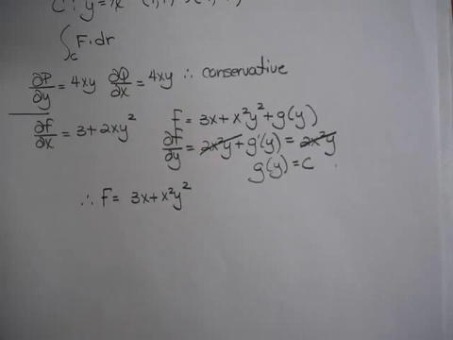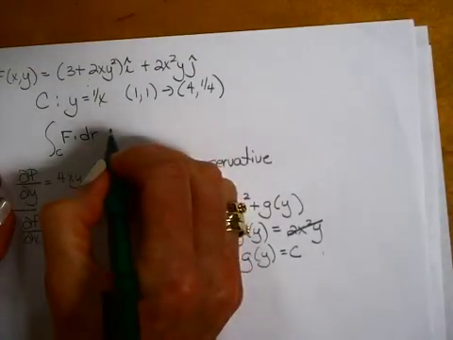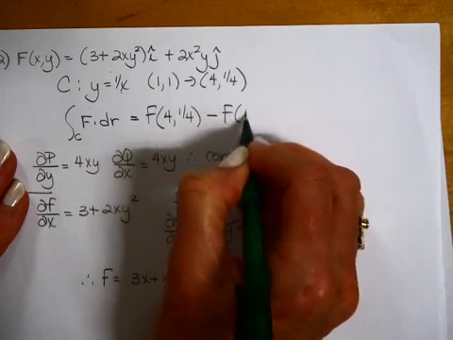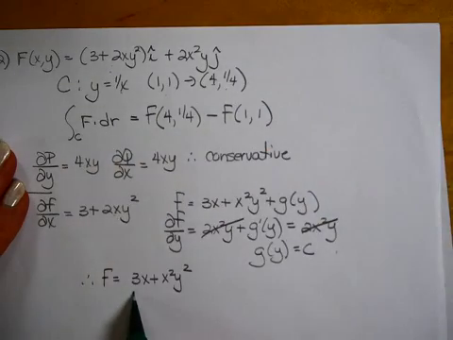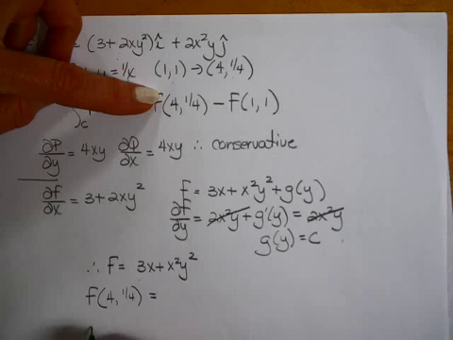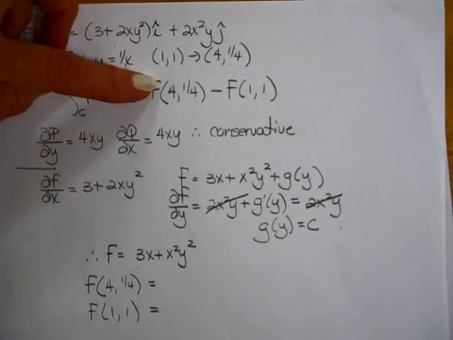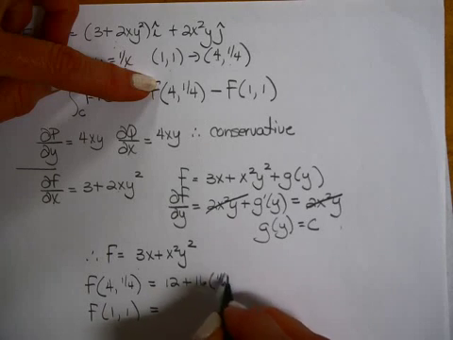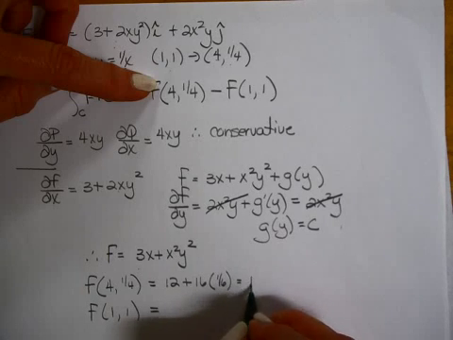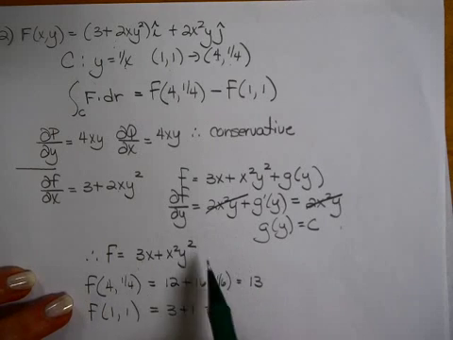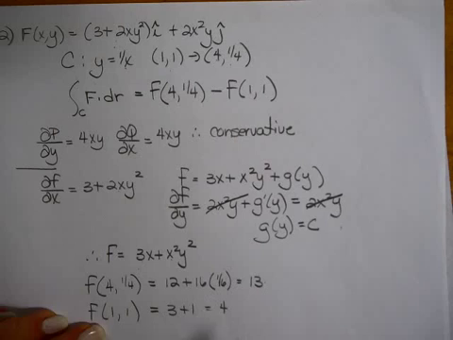Everybody with me to that point? Now, the theorem that we use tells us all we need is f of this point minus f of the other point, from endpoint to endpoint. This is your function f, so all we need to do is do f of (4, 1/4), find that, find f of (1, 1), and subtract them. So for (4, 1/4), that would be 12 plus 16 times y squared, 1 over 16. Is that 13, maybe? It's 12. Okay, so that's 13, and I got a 4 there, so that would be 13 minus 4. The value of the integral is 9.